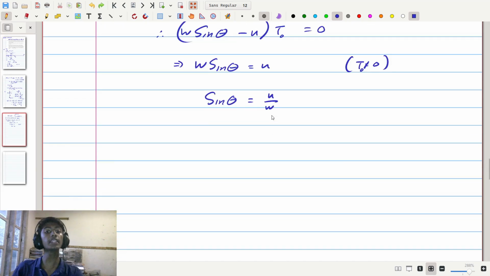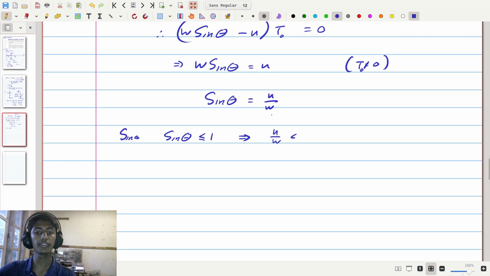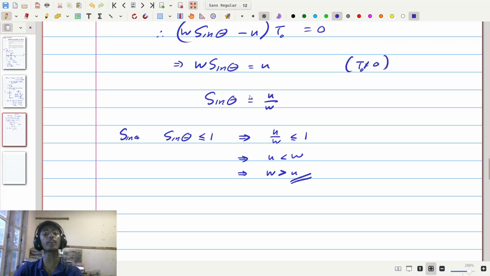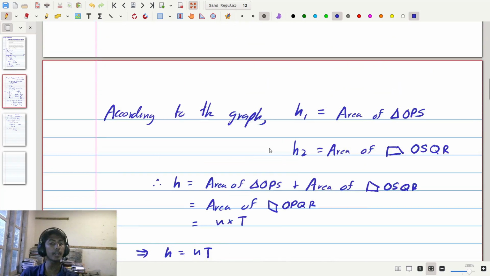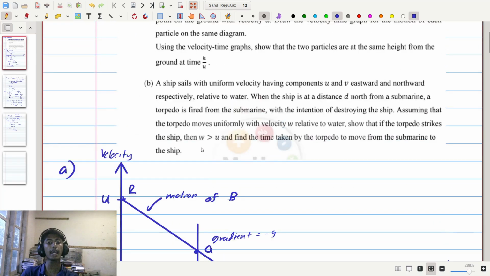Now, since sine theta can only range between -1 and 1, we can say that since sine theta is less than or equal to 1, we must also have the condition that u over w is less than or equal to 1, leading us to the fact that u must be less than w, or in their case they wrote it as w must be greater than u. So therefore we have the condition that w must be greater than u in order for us to have them colliding and the torpedo actually reaching the submarine.